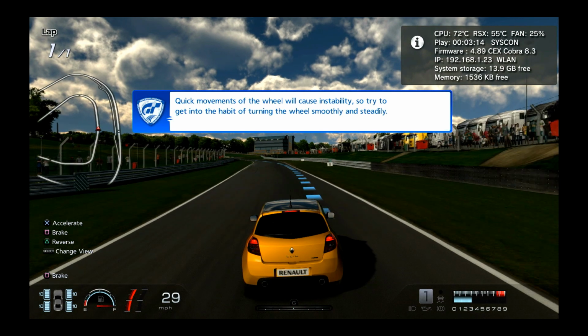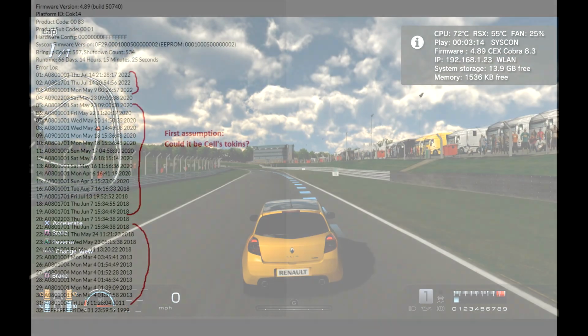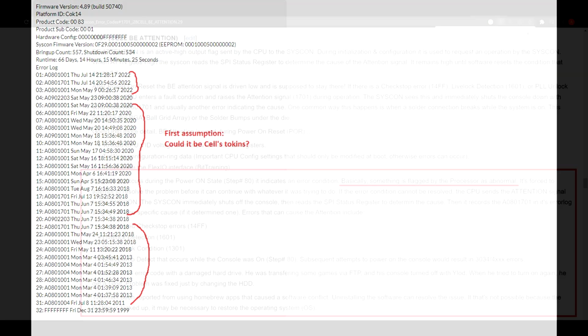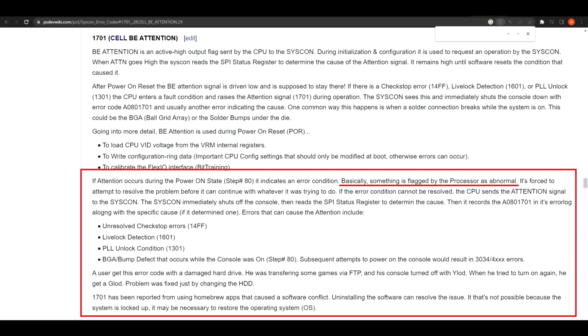At that point I immediately went ahead to look at the Syscon errors. So here you can see the original error log that I dumped when the system first arrived to me. And you can see there are occasional 1701 and a lot of 1001 errors. And if we go to the dev wiki page, we can see that 1701 can mean a lot of different things, but nothing 100% conclusive. The main idea is that something got flagged by the processor as abnormal.